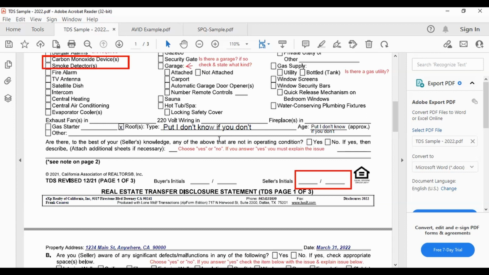Also, what I'll see a lot is they'll check a yes, that something's not functioning here or something's not right, but then they don't put an explanation.